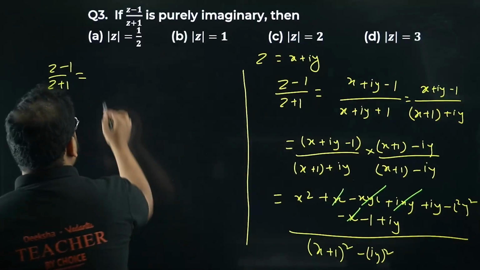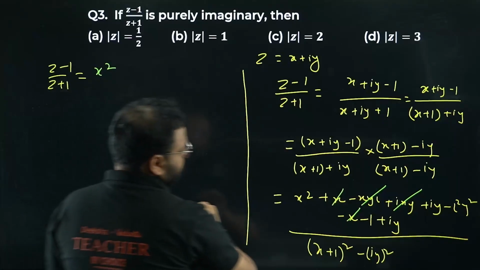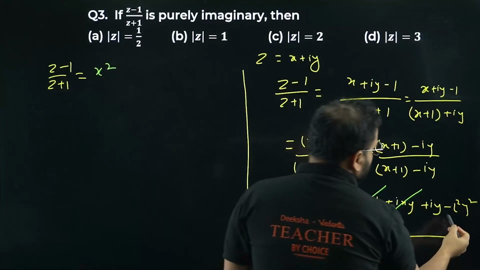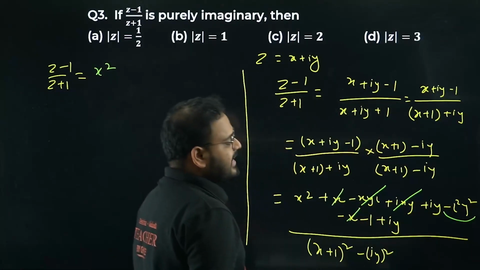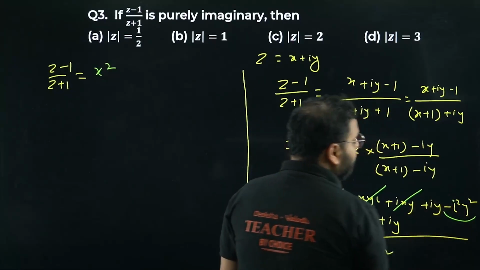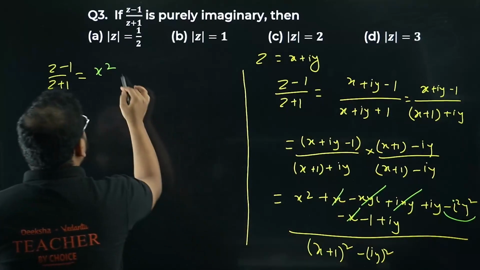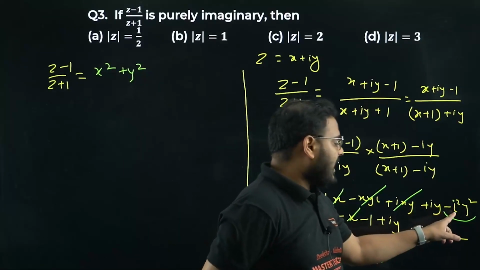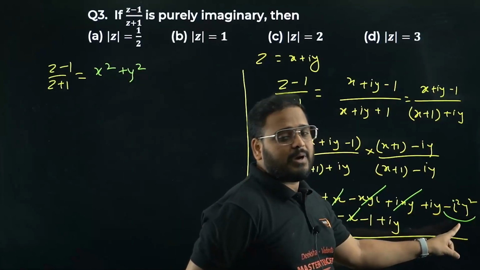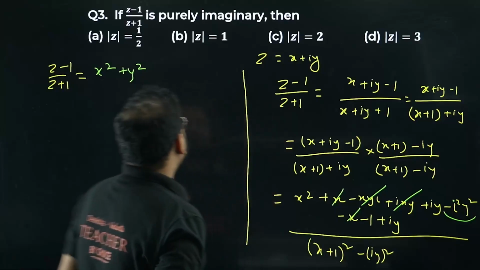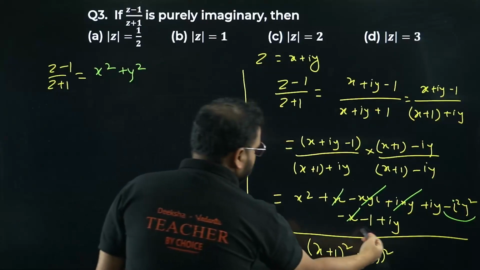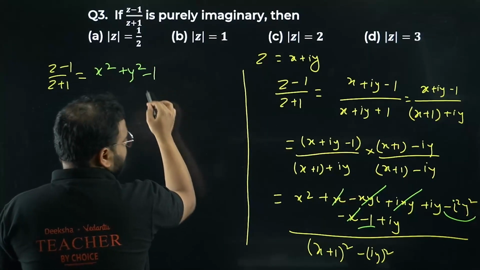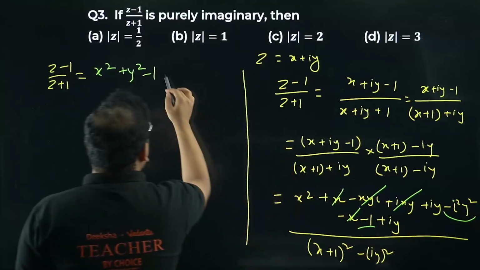What else do I have? Nothing else. So I'm getting here x square, and what is going to be this part? Minus i square y square, it will become plus y square actually. How come? Please check, i square is minus 1, so minus 1 into minus 1 will become plus only, right? So plus y square I get. Then I get minus 1, then plus 2iy.